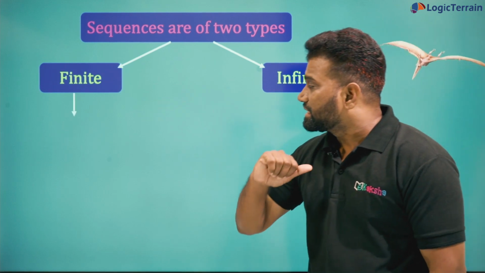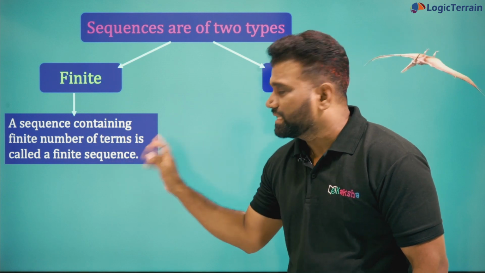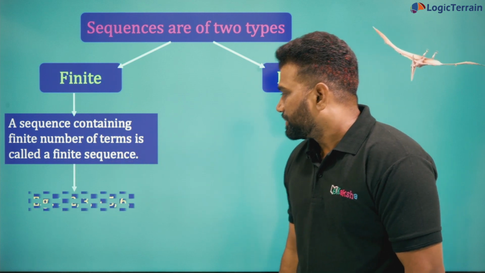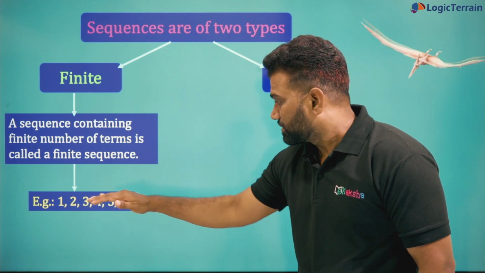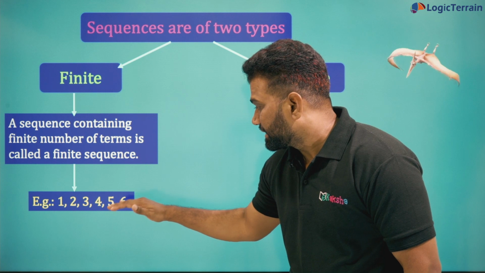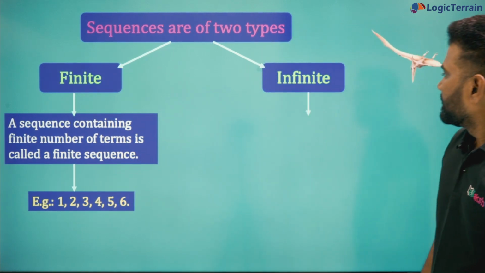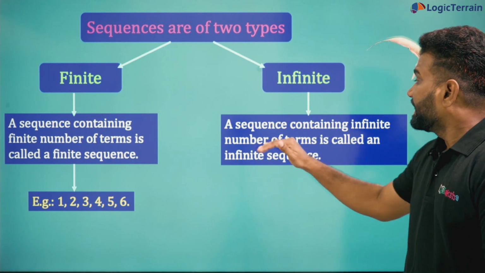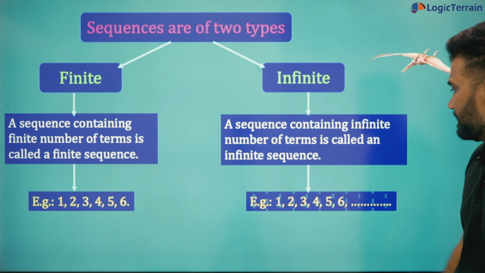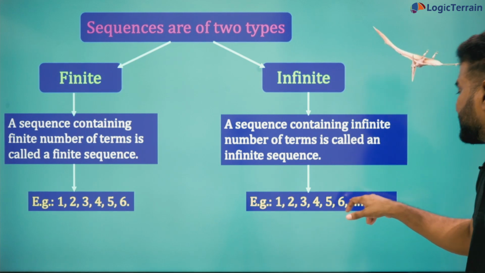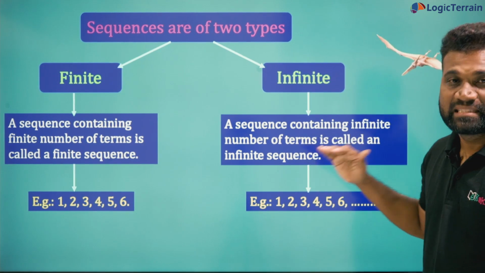So what are called finite sequences? A sequence containing a finite number of terms is called a finite sequence. So for example, 1, 2, 3, 4, 5, 6. So it ends here. So it is fixed. This sequence contains a fixed number of terms, so it is a finite sequence. A sequence containing an infinite number of terms is called an infinite sequence. So for example, 1, 2, 3, 4, 5, 6 and so on. It is continuing. So it is an infinite sequence.